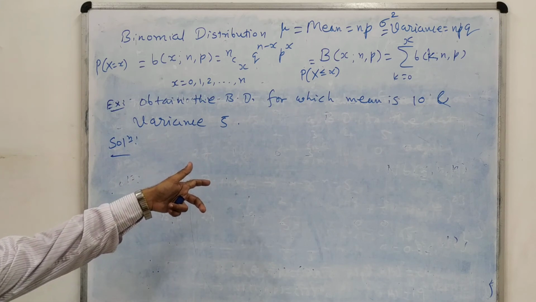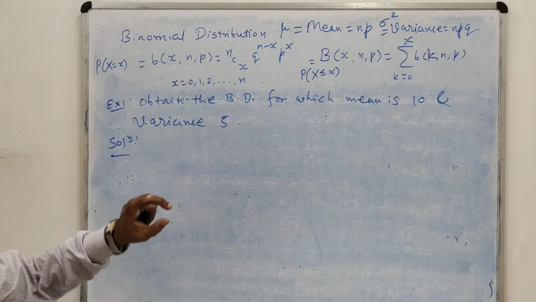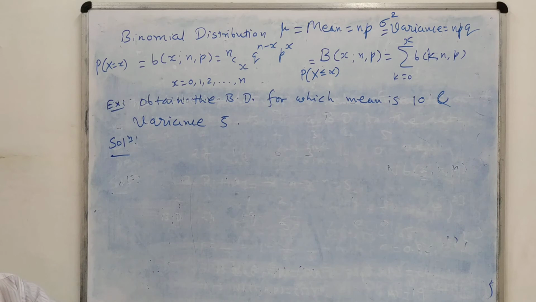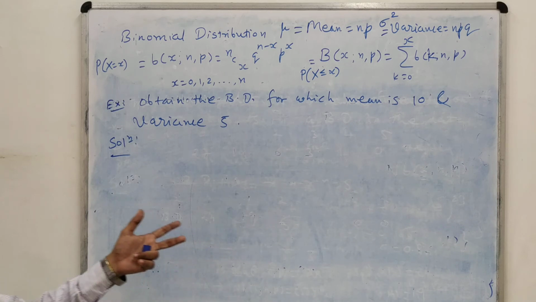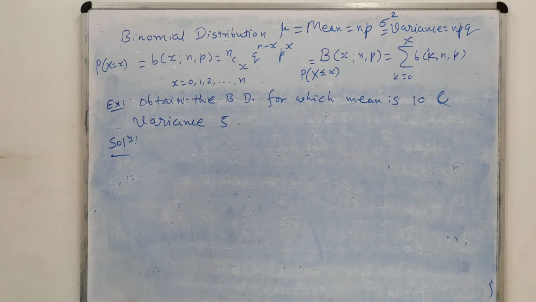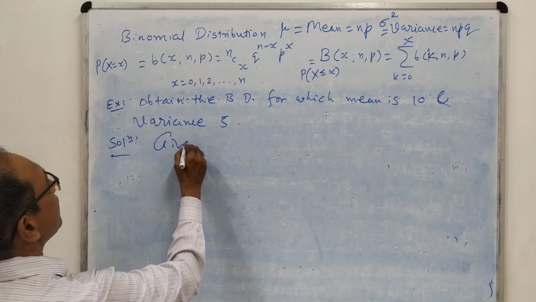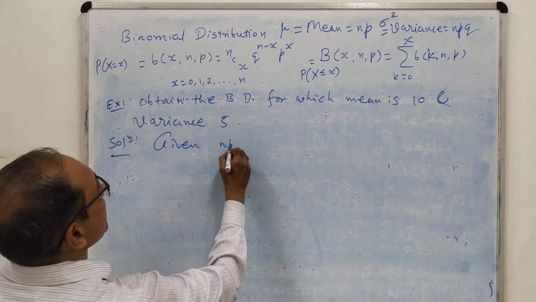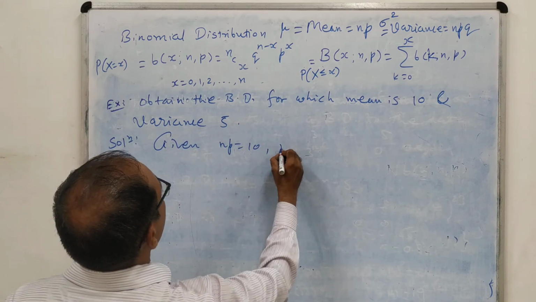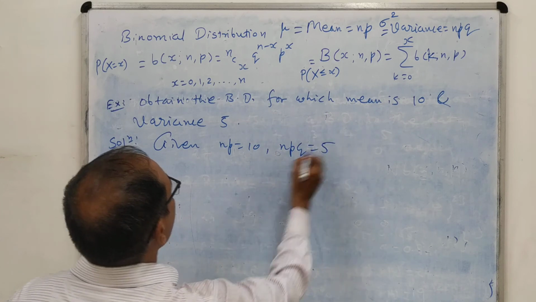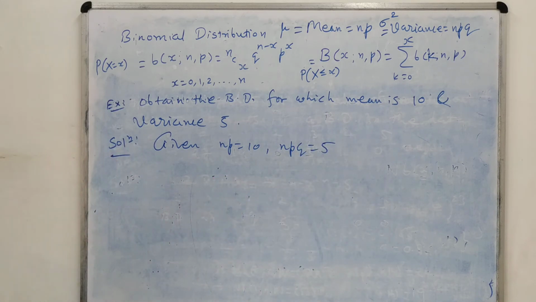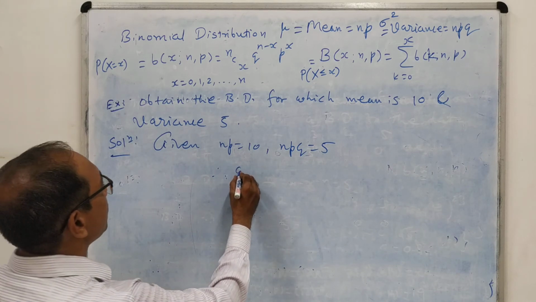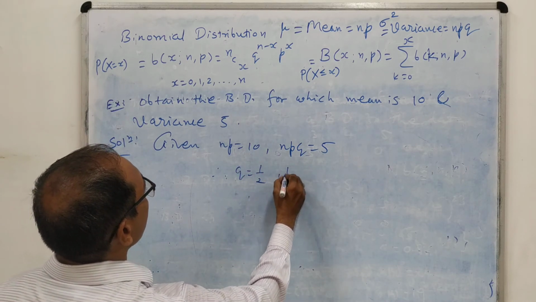In the previous example we were given a frequency distribution, and from the frequency distribution we obtained the values of n, p and q. But here we are not given a frequency distribution. Instead we are given mean. Mean means n into p equal to 10 and the variance npq equal to 5. By using simple calculations, you can find out the value of q as 1/2. So p will also be 1/2.